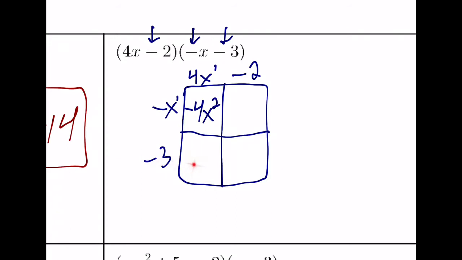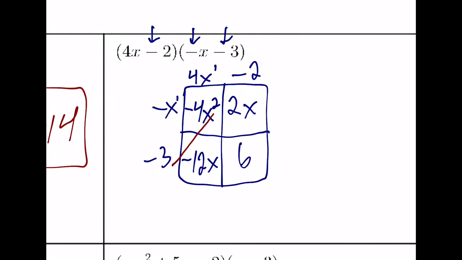Then when I take negative 3 times 4x, again I can multiply the numbers first. 4 times negative 3 is negative 12. And how many x's do I have? Just the 1. Negative x times negative 2. Remember, I do the numbers first. Negative 1 times negative 2 is a positive 2, and there's only one x. And finally, negative 3 times negative 2 is a positive 6.